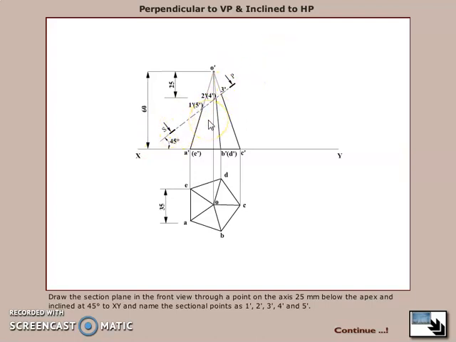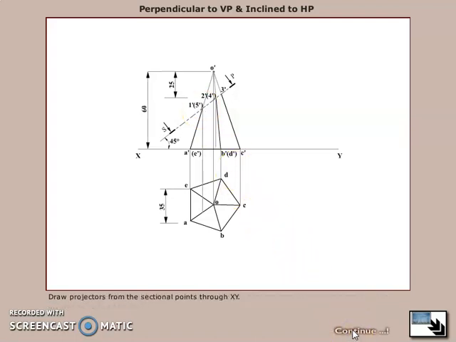Okay, then after that you can mark the section points. Initially you can mark the section points on the visible edges in order. That is, the first point is on AO, the second point is on BO, the third point is on CO, the fourth point is on DO, and the final point is on EO. Then after locating all the points, you can project them onto the corresponding edges in the top view, 1, 2, 3, 4, 5, and join the points to get the section.